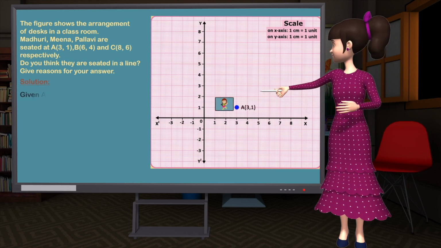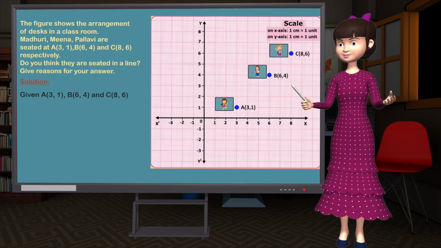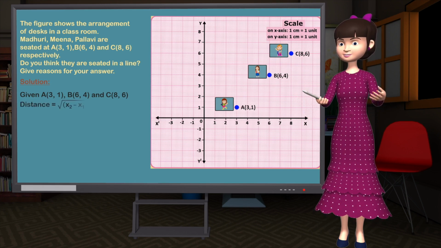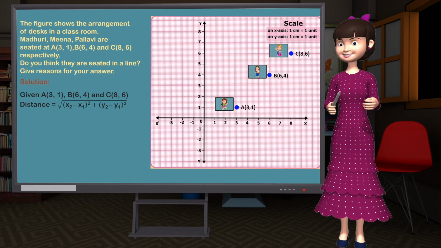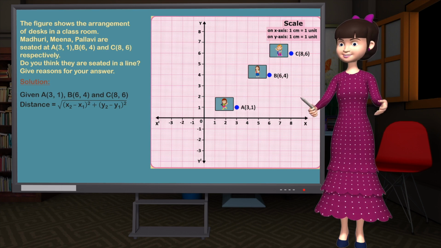Solution. Given A (3, 1), B (6, 4) and C (8, 6). Using the distance formula, we have distance is equal to under root (x2 minus x1) whole square plus (y2 minus y1) whole square.